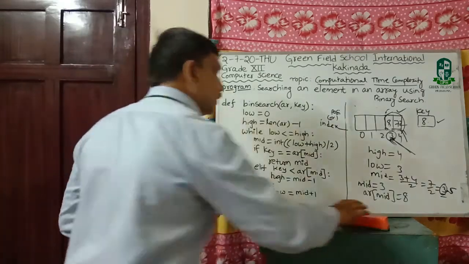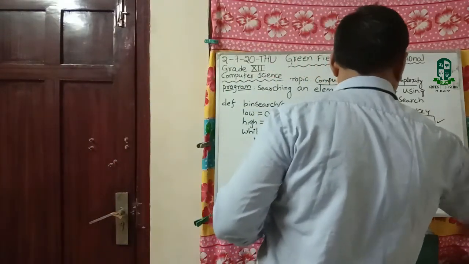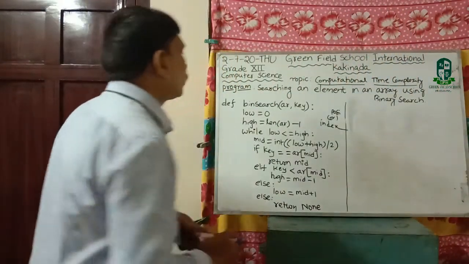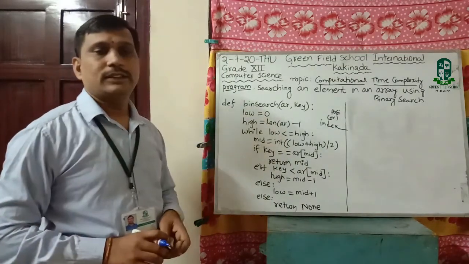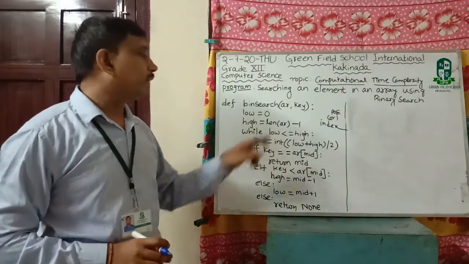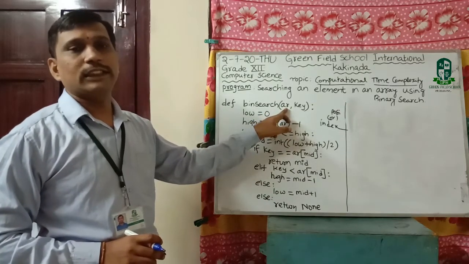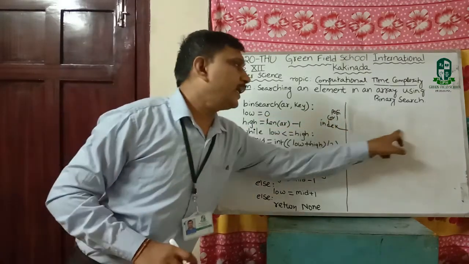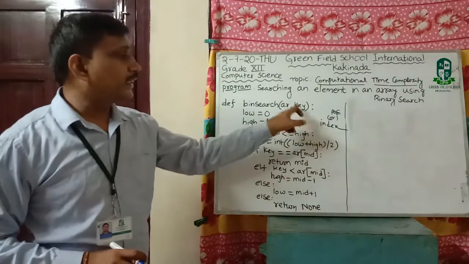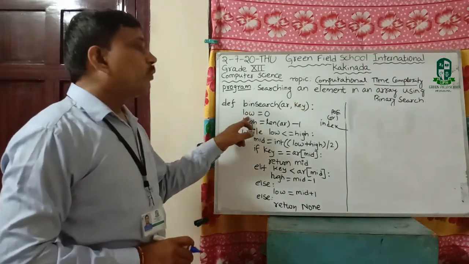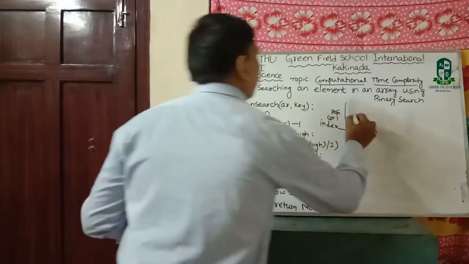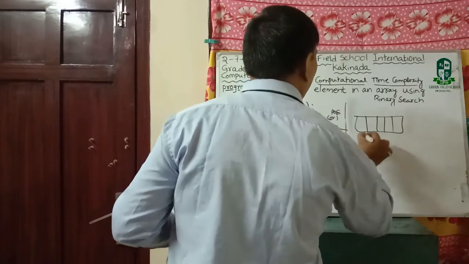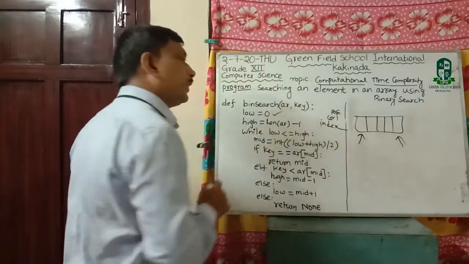So how to calculate the time complexity of this algorithm? See here, when we consider the binary search algorithm, we require one list of elements, an array, that is AR, and one key search element, key. AR means array. Here first we set low. I am taking 5 elements: 1, 2, 3, 4, 5. This one is set to low, this one is set to high. So low is equal to 0.